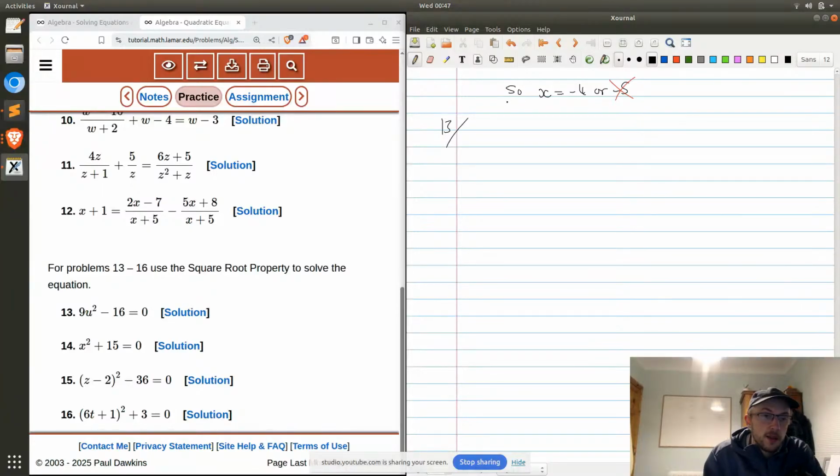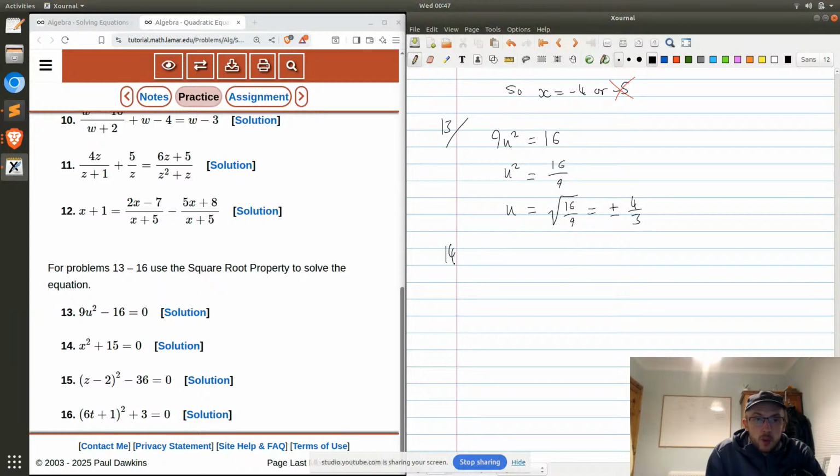Now, for the 13th problem, use the square root property. Okay, so 9u squared equals 16. So u squared equals 16 over 9. So u equals square root of 16 over 9, which is plus or minus 4/3.